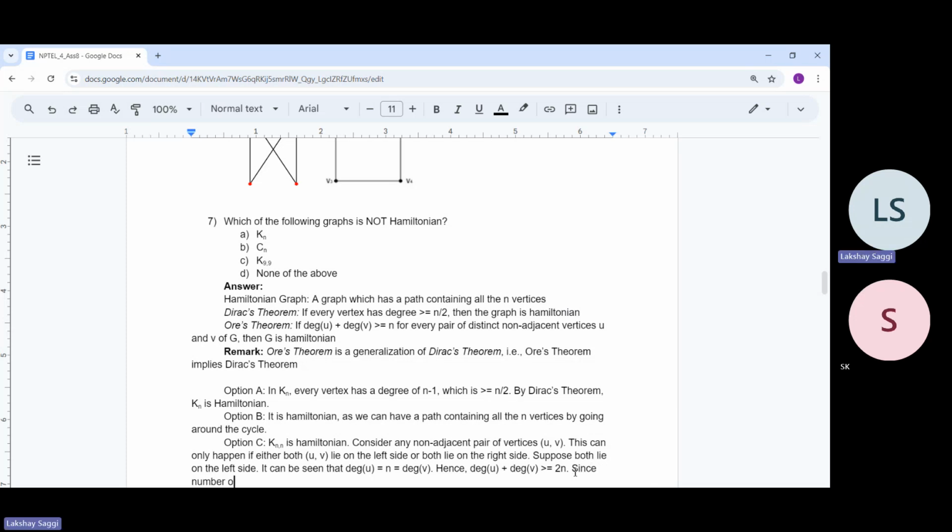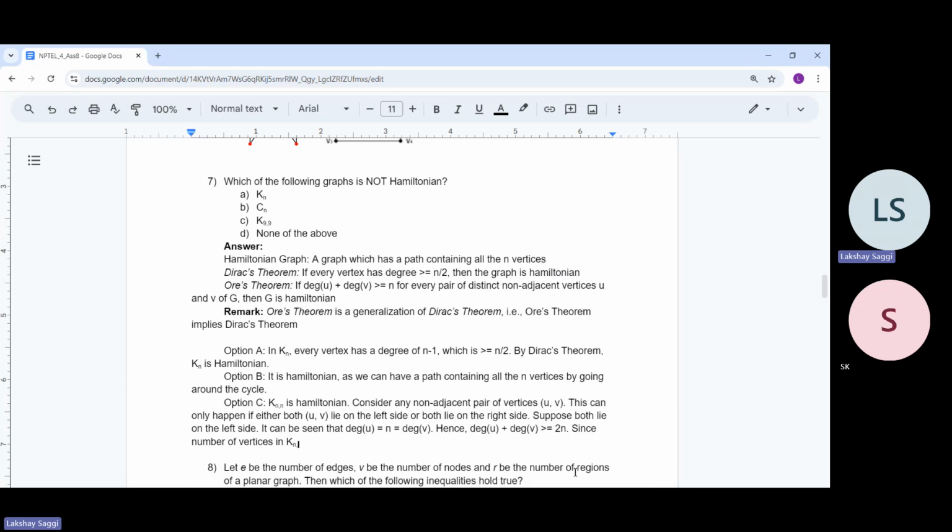So since the number of vertices in K(n,n) equals 2n, hence by Ore's theorem, we can say that K(n,n) is Hamiltonian.